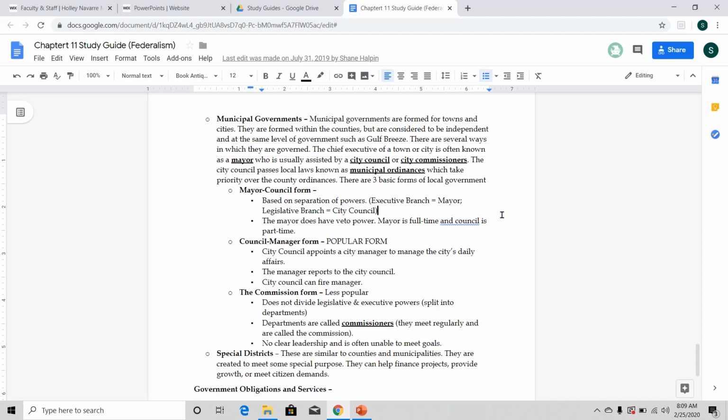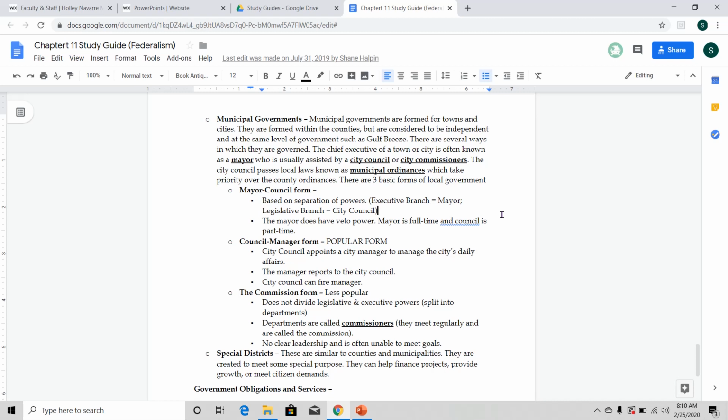Now, the most popular form, this is the one that I can actually remember, is council-manager. The big thing about this is, of course, your lawmakers are going to be your council, but the council actually gets to select who they want to manage the city. And because they're selected and not elected, they can actually be fired. So that gives the city council a little bit more power, and it allows them to figure out who's going to be best for that position.